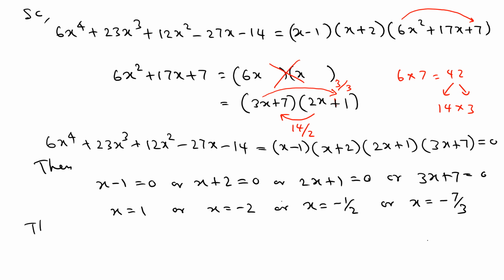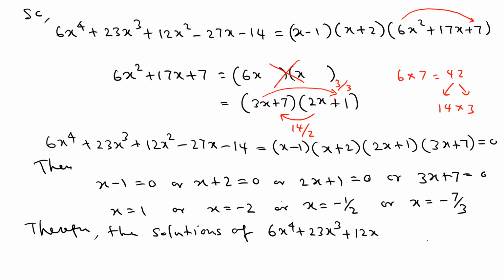Therefore, the solutions of 6x to the fourth plus 23x cubed plus 12x squared minus 27x minus 14 equals 0 are x equal 1, negative 2, negative 1/2, and negative 7/3.